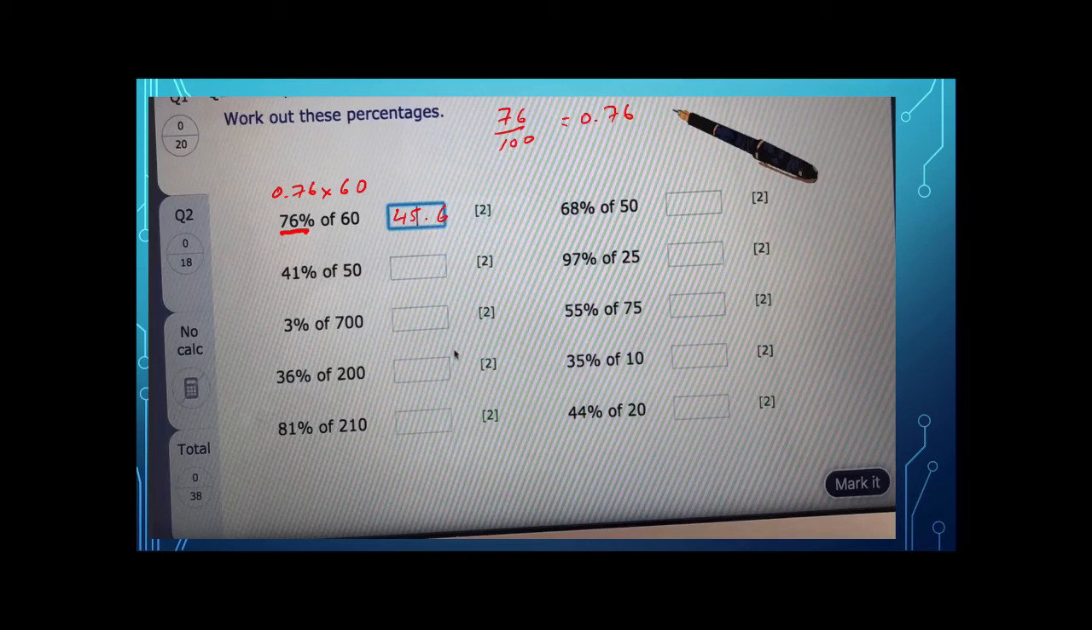Similarly here, 41%, well that's 0.41, of is multiplication of 50, and that's 20.5. 3%, well actually we could work that one out. We could do 1% of 700, which would be 7. So 3% would be 3 times that, which is 21. Or we could just do the calculation, 0.03 times 700.